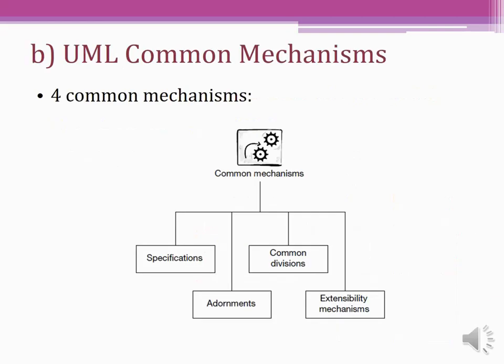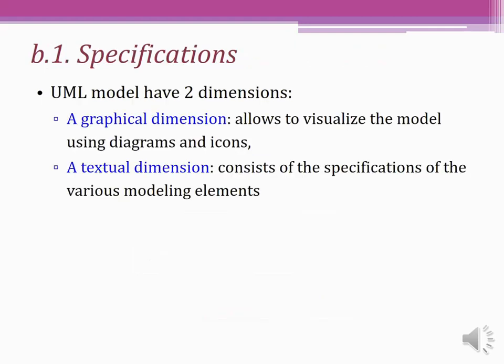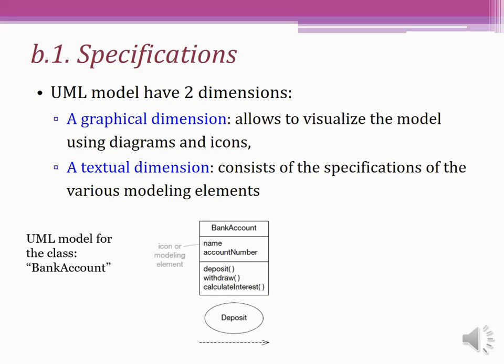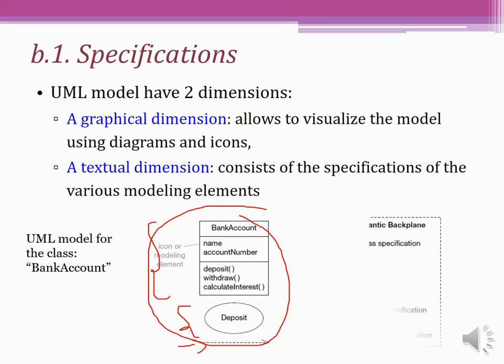To make UML models more expressive, four common mechanisms are used. The first is specification. Next, adornments. The third mechanism is common divisions, and finally extensibility. In specifications, every graphical symbol has a corresponding textual description. For example, the UML model for the class bank account can be represented using a class notation or use case notation by using dependency relationship. So this part of the diagram is called the graphical dimension, and its corresponding textual dimension is presented in the next part of the picture.